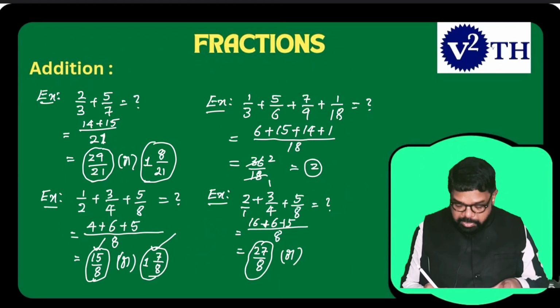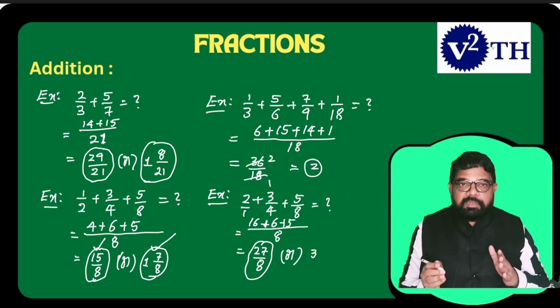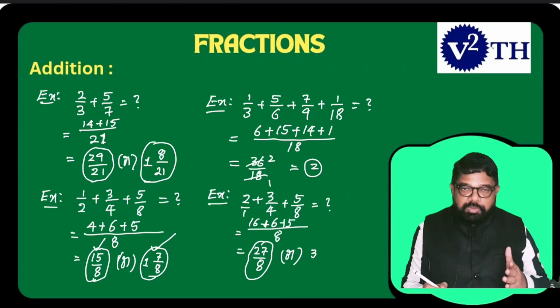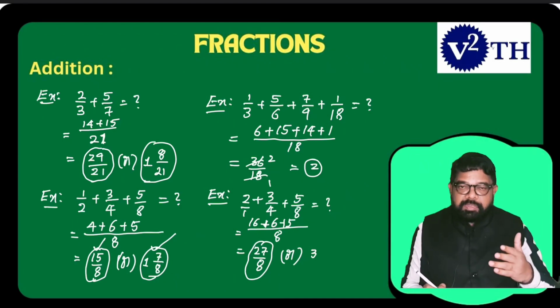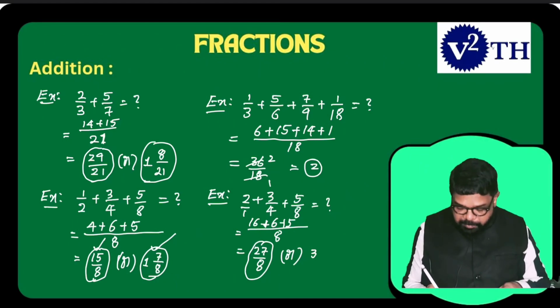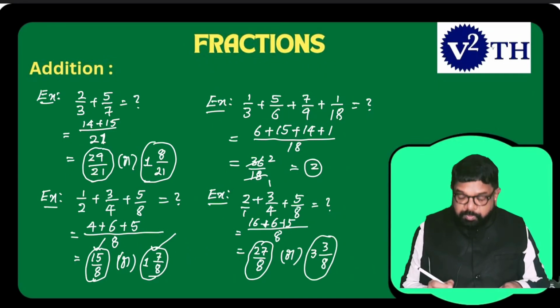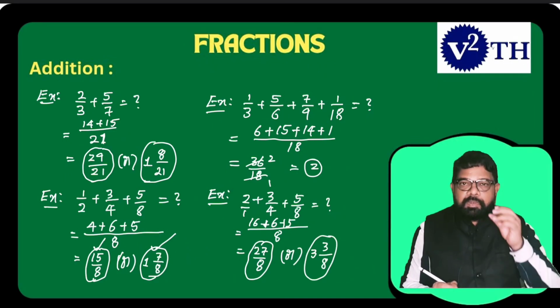By dividing by 8, 8 3s are 24, so 3 is the integer part. What is the remainder in 27? 24 means the remainder is 3 by 8. So this is the answer.